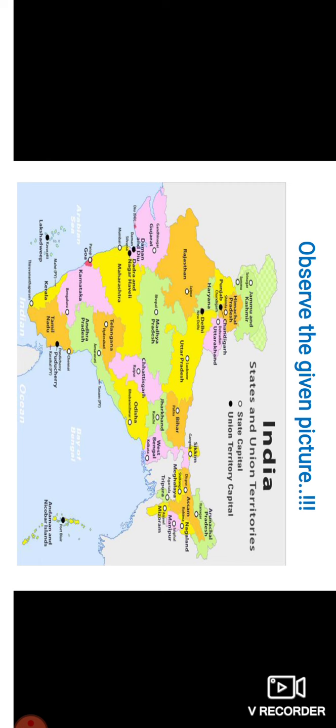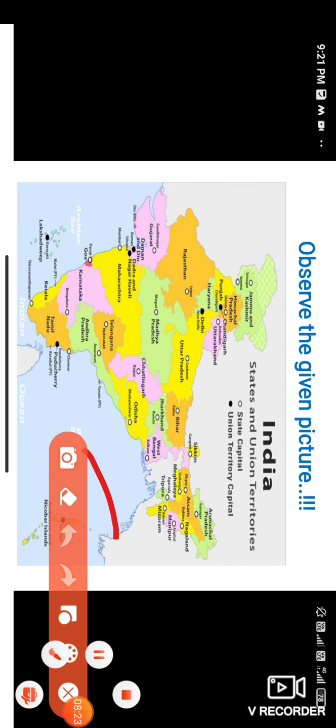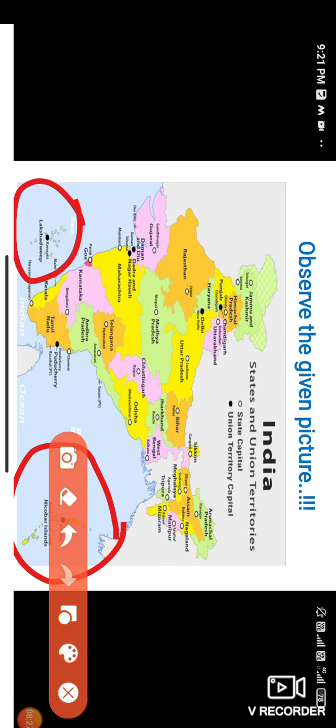Another thing is that this is the Andaman and Nicobar Islands, and this is the Lakshadweep Islands. Both are union territories, islands on the southeast and southwest. One is in the southeast, that is Andaman and Nicobar Islands. One is in the southwest, that is Lakshadweep Islands.